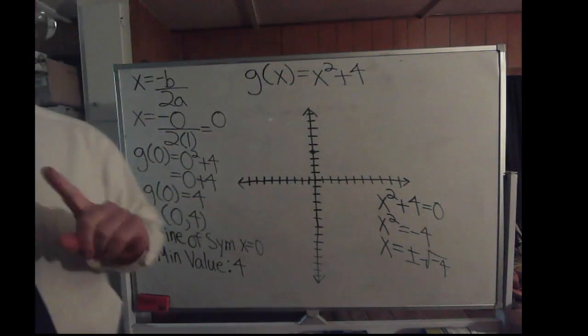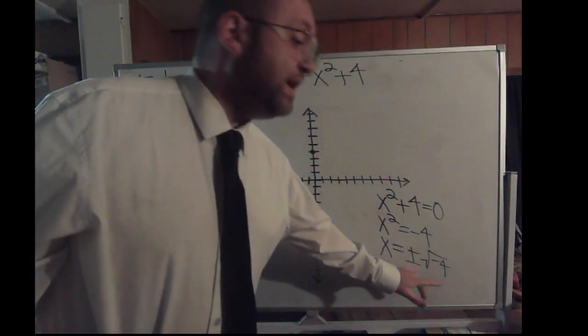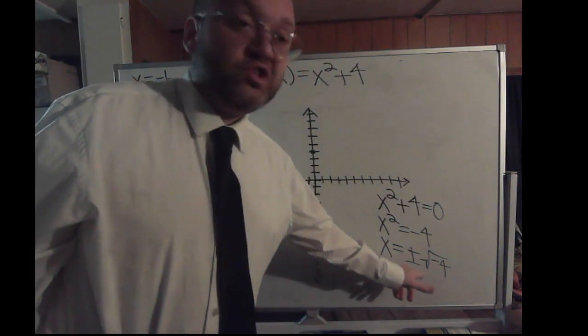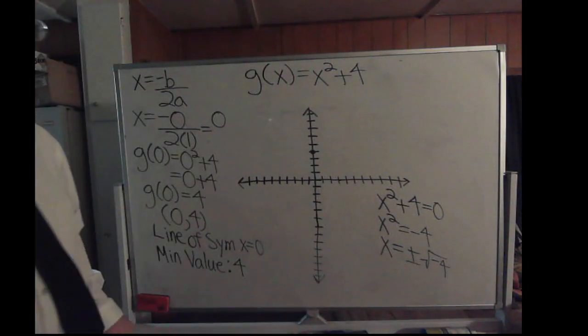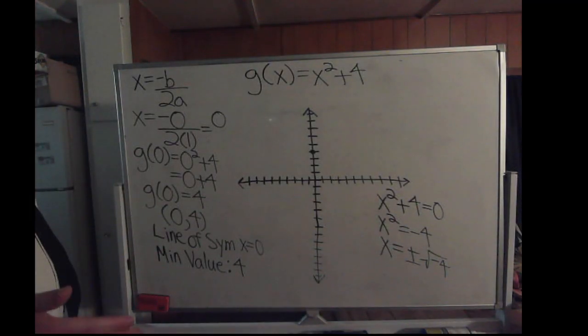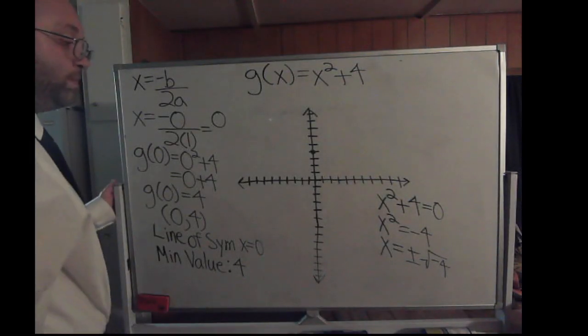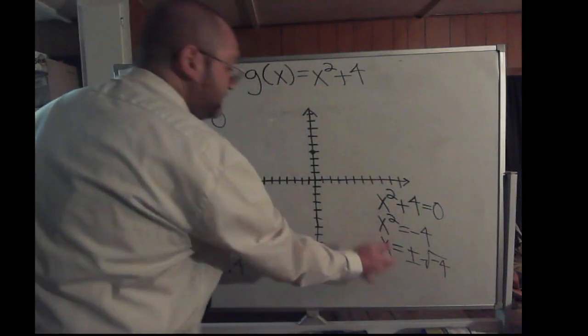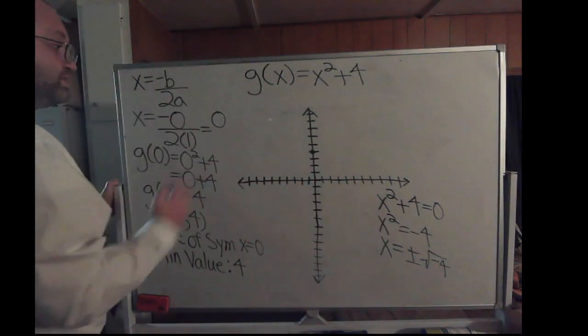Now, when we get to Algebra 2, on the other hand, this would be considered an imaginary number. And we'll deal with imaginary numbers at that time, but we're not dealing with those in Algebra 1. So we can clearly see there's not going to be an x-intercept.